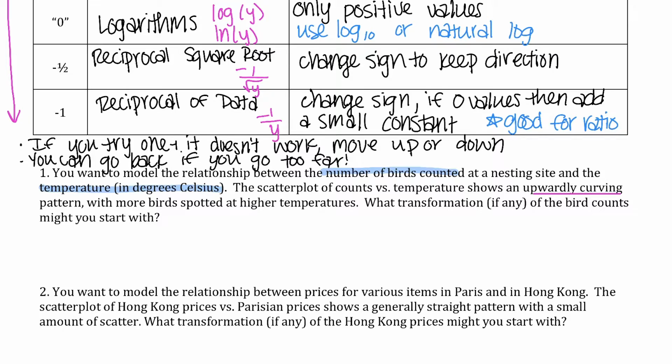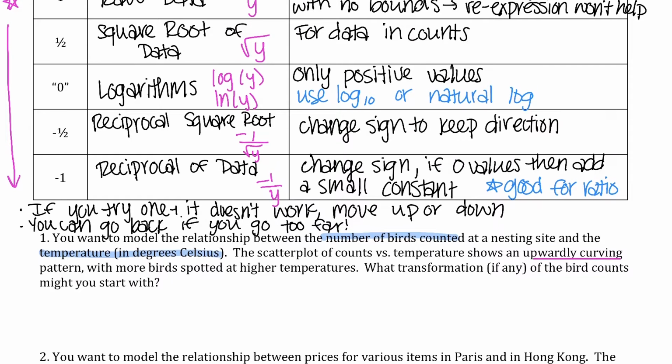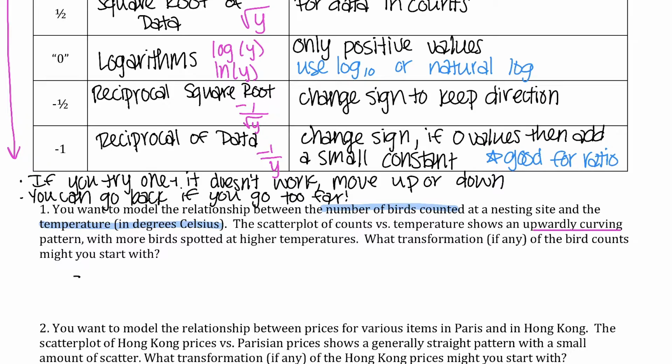So what transformations, if any, of the bird counts might you start with? Well, what do you notice here? It's in counts. And we said for data in counts, we would use square root. So that would be a good starting point for this one, because it's in counts.